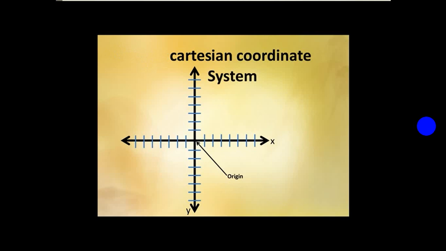Within the Cartesian coordinate system, you classify a coordinate by the x and then the y. And that's how you determine the exact location of a point in space within this two-dimensional plane.